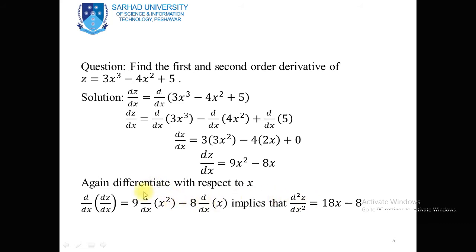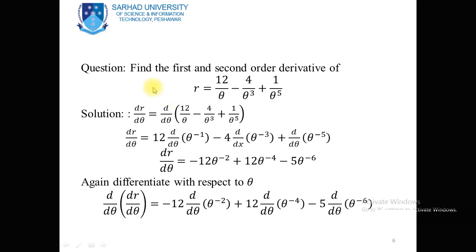So using the power rule, 2 times 9 is 18, and subtract 1 from the power, which is x power 1, and the derivative of x with respect to x is 1. So 1 multiplied by 8 is equal to minus 8. So this is the second order derivative of the given function, which is equal to 18x minus 8.